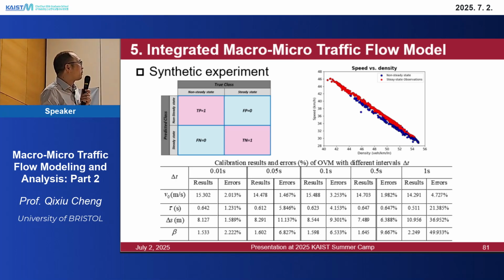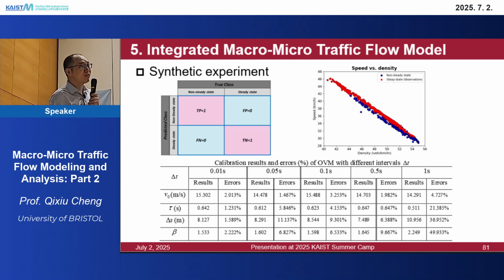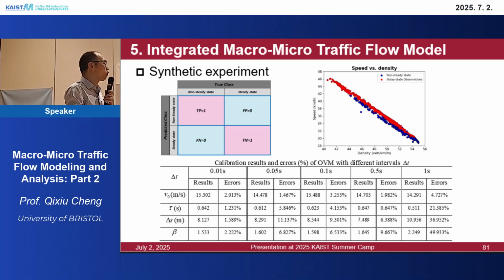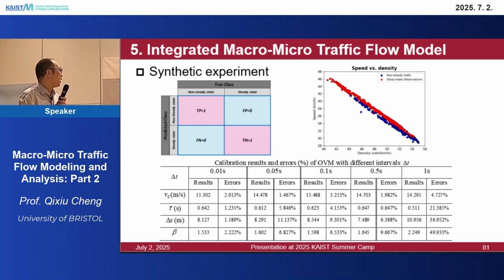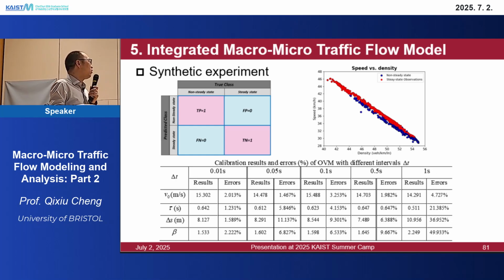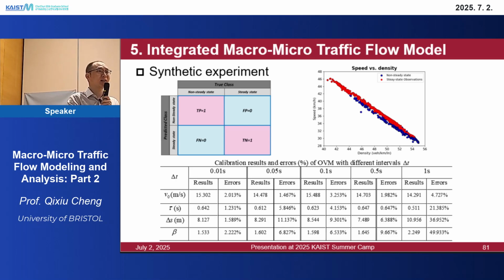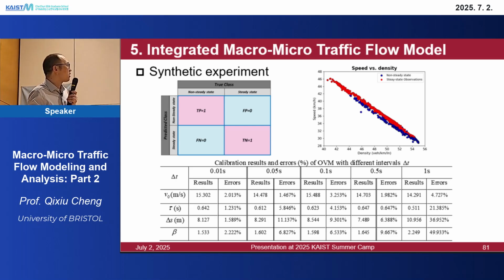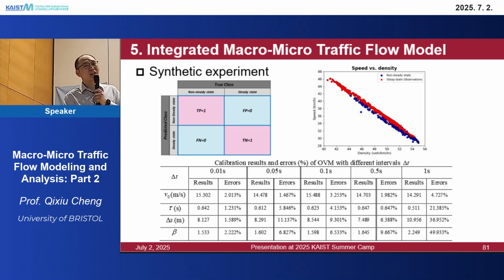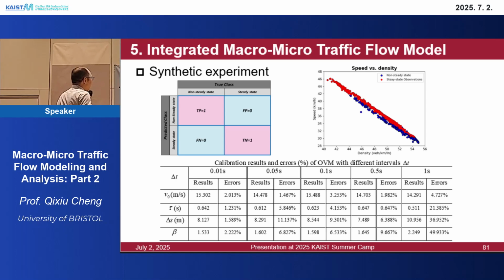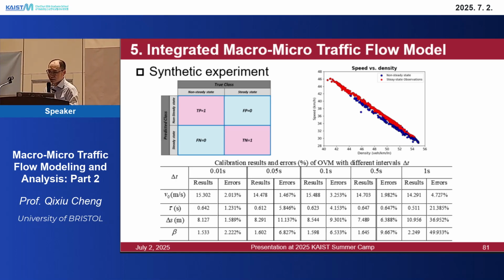Because in the simulation, we can set different simulation times from 0.01 to 1 second. And in traffic flow analysis, we usually use 0.1 for the analysis, and because in this case we have ground truth, we can evaluate the errors. Okay, we can see with our proposed integrated optimization algorithm, the errors are almost below 10%.